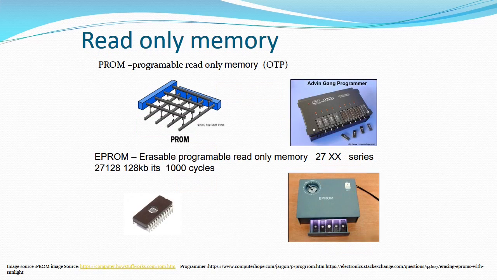The first type of memory is ROM. Within a ROM, the first type of memory is called PROM. PROM stands for Programmable Read-Only Memory. It can be programmed only once. It has fusible links as shown in the figure. If the fusible link is burned out, then it will store 0. If the link is present, then it will store a logic 1. It requires a separate programmer to store data within the memory, which is also shown in the slide.